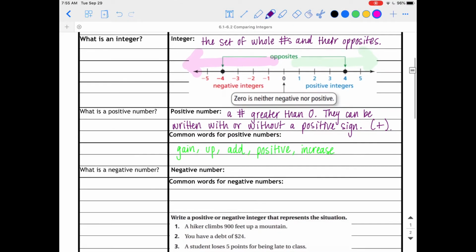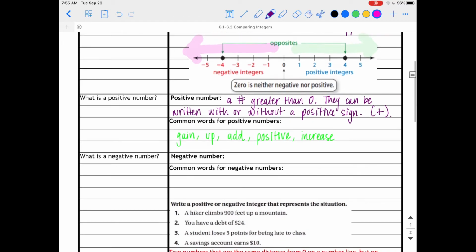All right, so let's go ahead and move on to negative numbers. You can probably kind of get the gist. So a positive number was one greater than 0, so a negative number must be one less than 0. A number that is less than 0, and these ones must be written with that negative sign. And so I'm going to put that in caps. Must be written with negative sign.